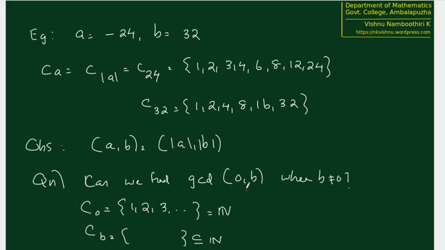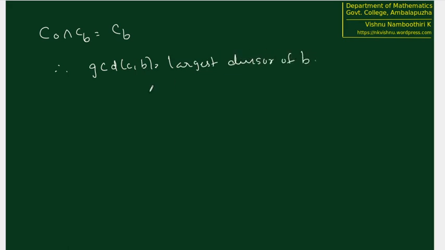So what is the intersection of these two? We know that if you have a set A and a set B such that B is a subset of A, then A intersection B, that means common divisors, is going to be equal to B itself. Therefore, C0 intersection CB is going to be equal to CB itself, and therefore GCD is nothing but the largest element in CB, that is the largest divisor of B itself. Therefore, whenever 0 is involved and the other number is non-zero, we don't have to worry about finding the GCD, and that is going to be just the largest divisor of B.